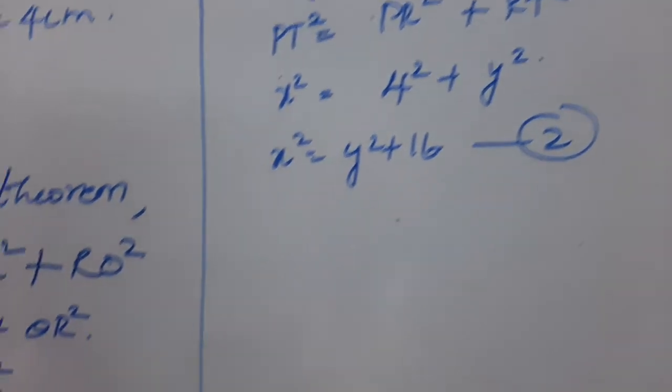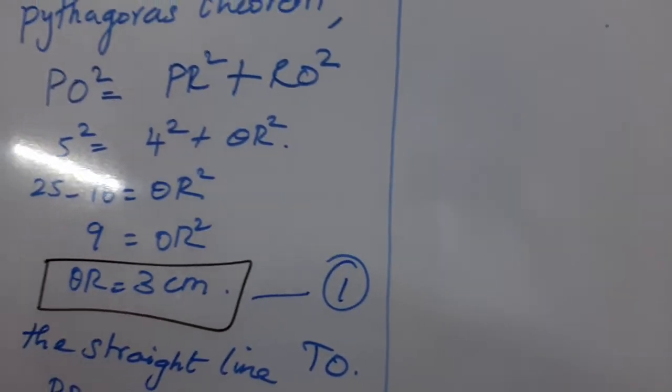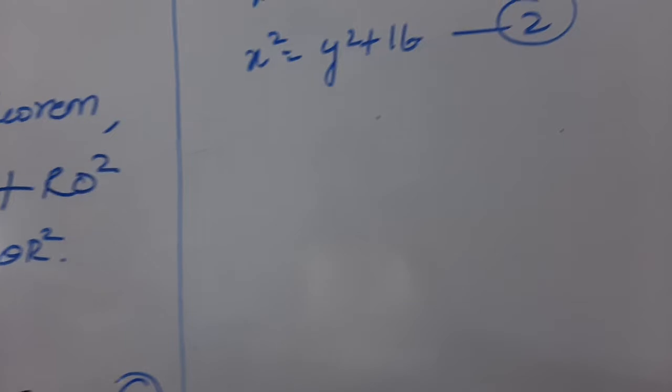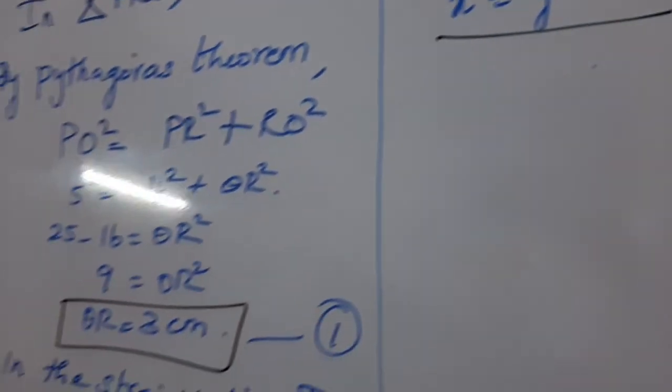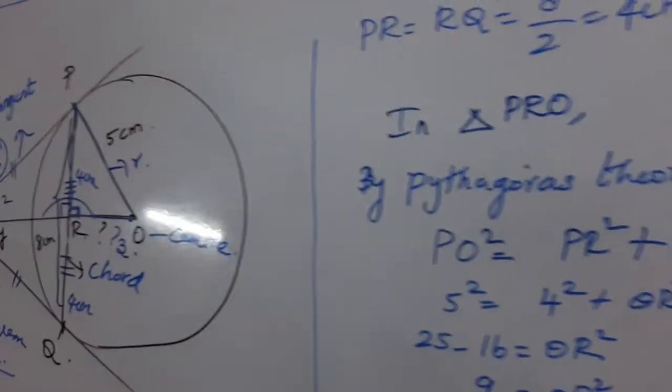What is your first equation? OR is equal to 3 centimeter is your first equation. Second, it is x square is equal to y square plus 16. Now again we are going to apply the same Pythagoras theorem for another triangle.